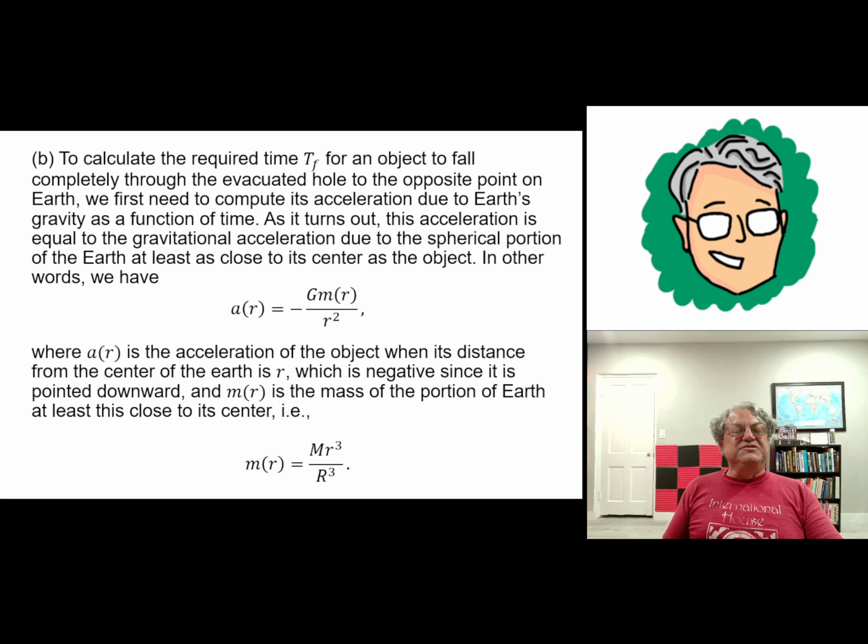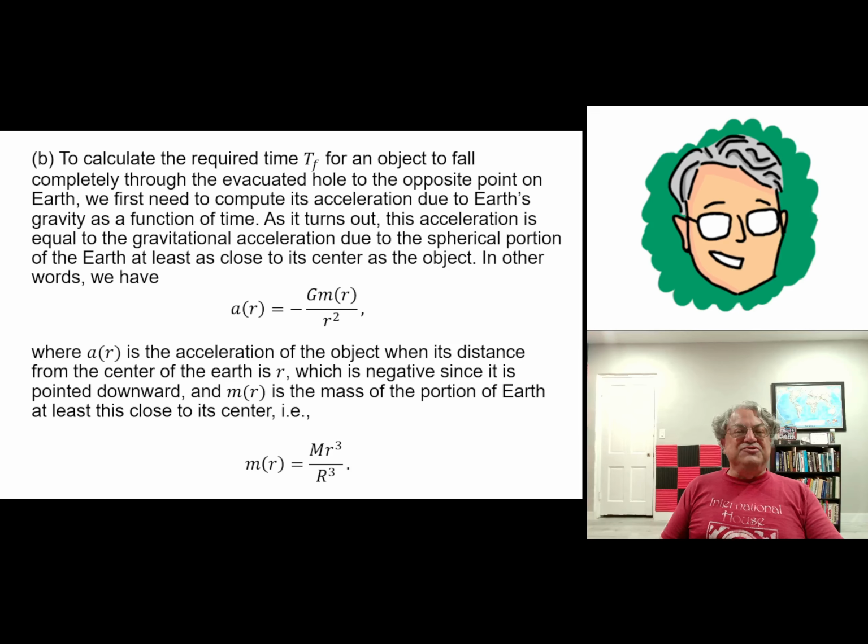The first thing we have to do, this does require calculus, by the way. But it turns out the calculus isn't that difficult. And anyway, I'm just going to show you how to do this calculation. So the first thing we have to do is calculate the acceleration due to gravity acting on this object that's falling through this hole going through the Earth. And you might think that it's always GM over R squared. That's not true. That's only true if you're above the surface of the Earth.